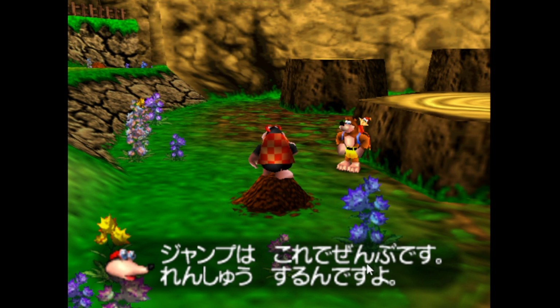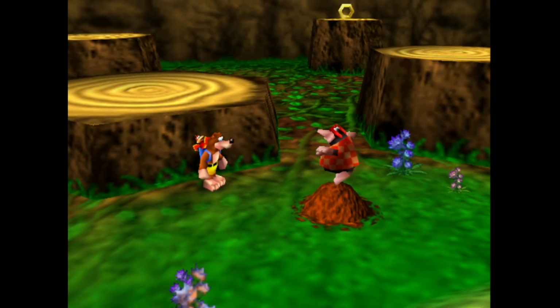Jumpu wa kore de zenbu desu. So the topic of jumps, with this, having said this, zenbu means all parts. So that's all the jumps. Renshu is just practice. And then surun desu yo, as I said before, it's this sort of no desu or surun desu or surunda. It makes it into a kind of an order or advice or telling you what to do.